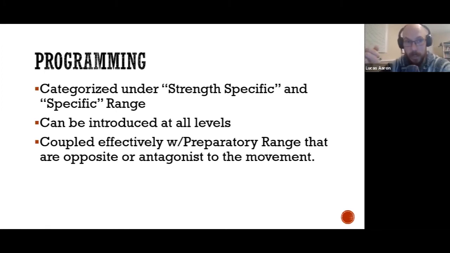So for example, if I am doing an isometric side split, I'm not going to couple that with a frog stretch or another soft body weight static adductor stretch, because I'm already doing that with my isometric side split. But I would consider coupling that with something like a piriformis stretch, a hip capsule stretch, an internal rotation stretch, something that's complementary to the opposite of the movement.